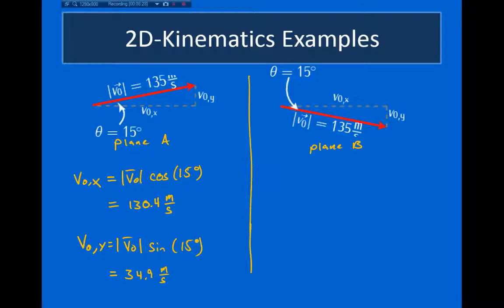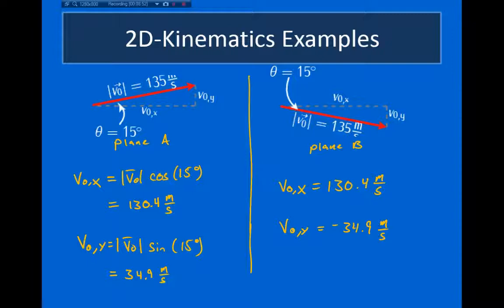And plane B is going to be very similar, right? Looking at this, we can see it's going to have the same x component. So the initial velocity in the x direction for plane B is 130.4 meters per second. And the y component is initially pointing downwards, so it'll be negative 34.9 meters per second.